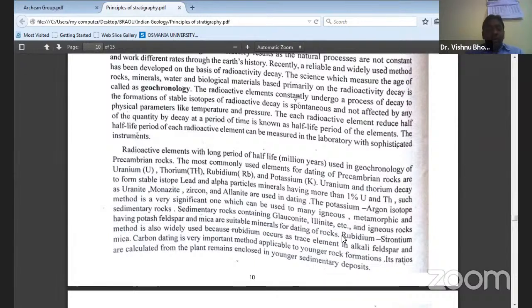Rubidium strontium. This method is also widely used because rubidium occurs as a trace element in alkali feldspars and in mica.